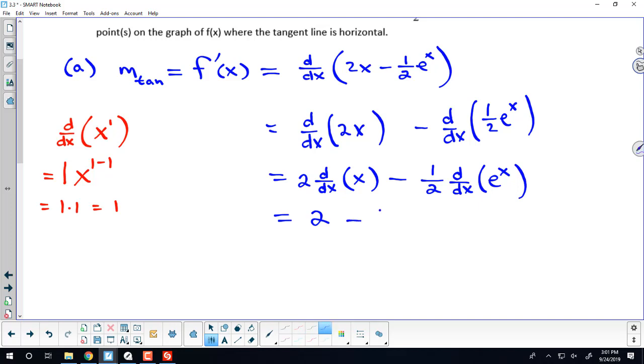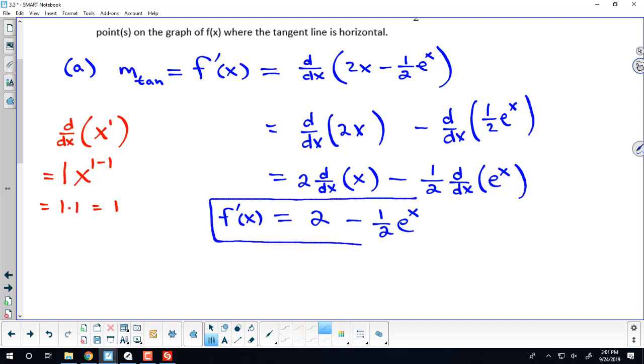Minus 1/2 times the derivative of e to the x, which is what? E to the x. The derivative of e to the x is e to the x. Okay, so that's our derivative. I think your question was, would we take that a step further and combine those? For here, the answer is no, because they're not like terms. One's an exponential and the other one's just a constant. So we couldn't combine those two together.